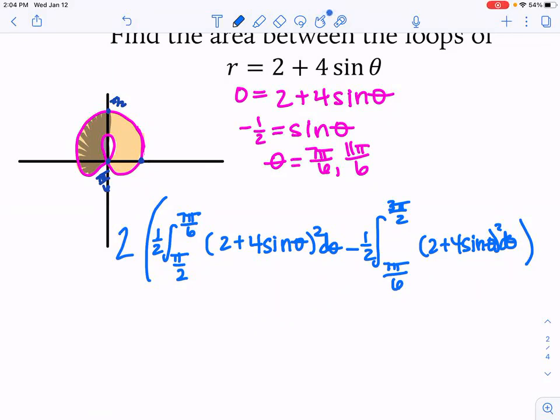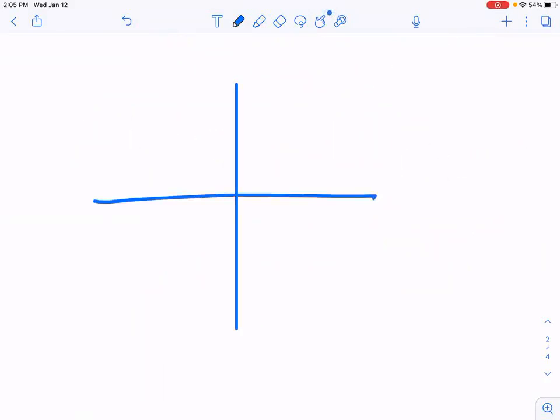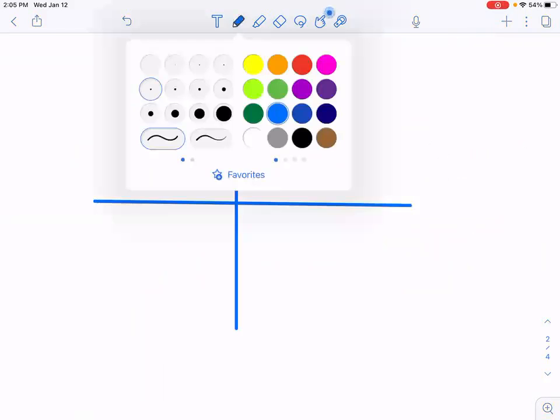No. Well, if you went from 0 to 2 pi, you would have to subtract the loop out twice. Because once you get to 7 pi over 6, now you're going to start coloring the loop, and then let me. Okay. Yeah, look, just hold on.